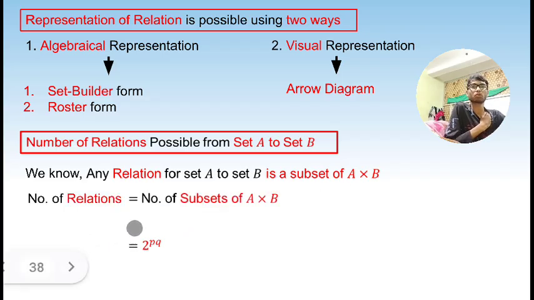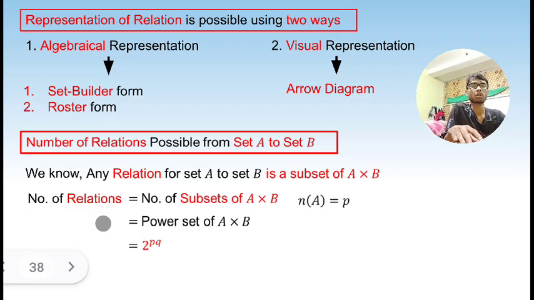So the number of relations is equal to the number of subsets of the Cartesian product of sets. Even if you didn't understand, don't worry. It is the power set of A cross B. All subsets of the Cartesian product would be the power set of this Cartesian product. Here the number of elements of the first set is p and of the second set is q.